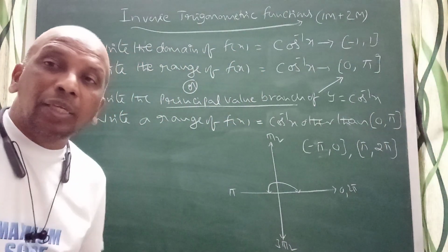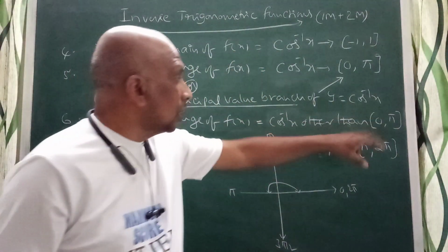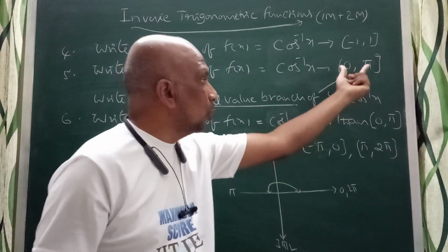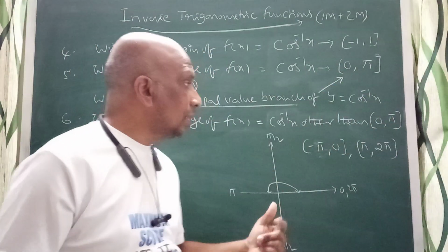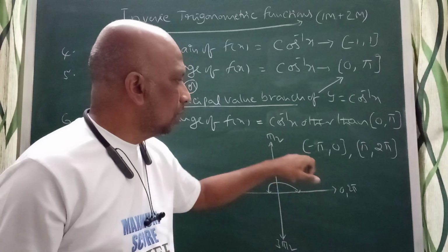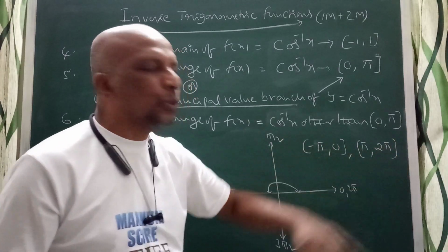So actually you can consider the principal value among these. This is the principal value branch. Other than that, these are the two intervals: minus pi to 0, and pi to 2 pi.